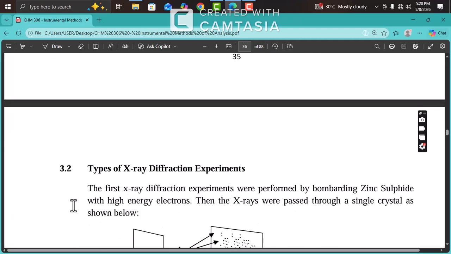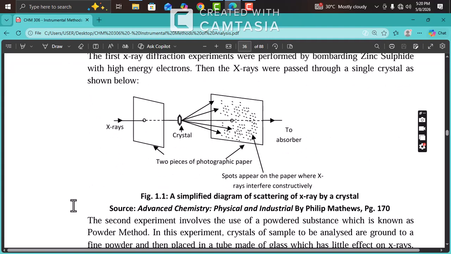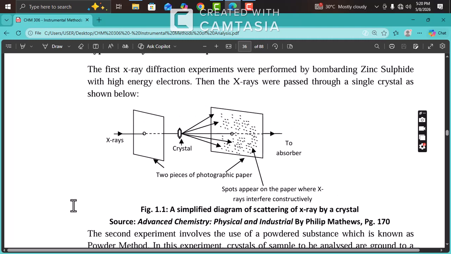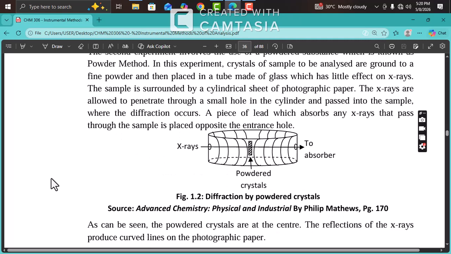Now we are looking at X-ray diffraction. I just want you to take note of a very important aspect. This is a simplified diagram of scattering of X-ray by a crystal. You see the X-ray, and then it scatters. The scattering is not just anyhow; it follows some patterns, and that is the basis of our measurement.